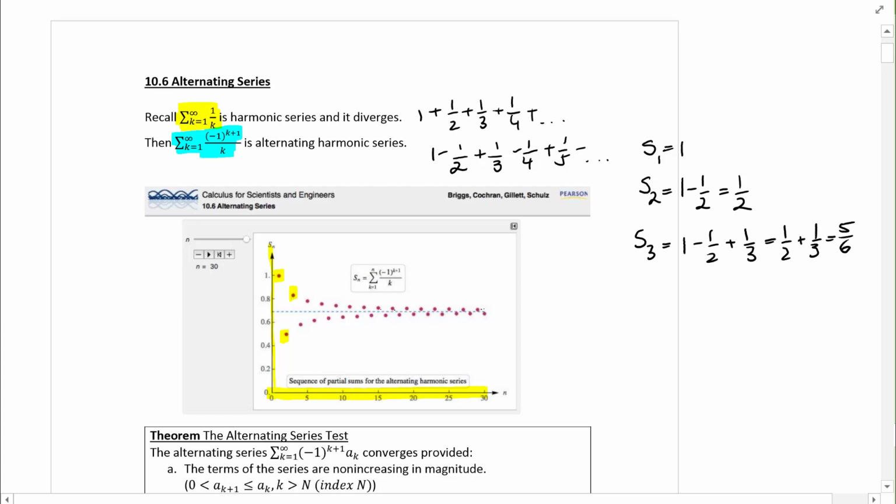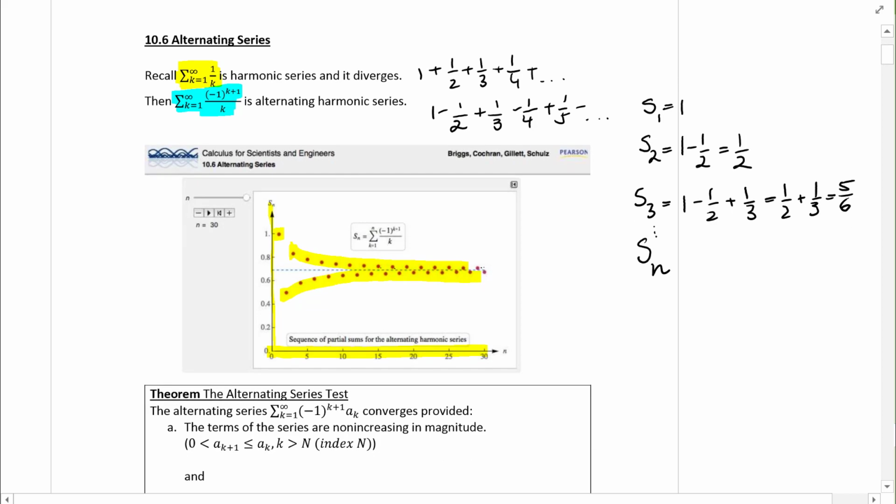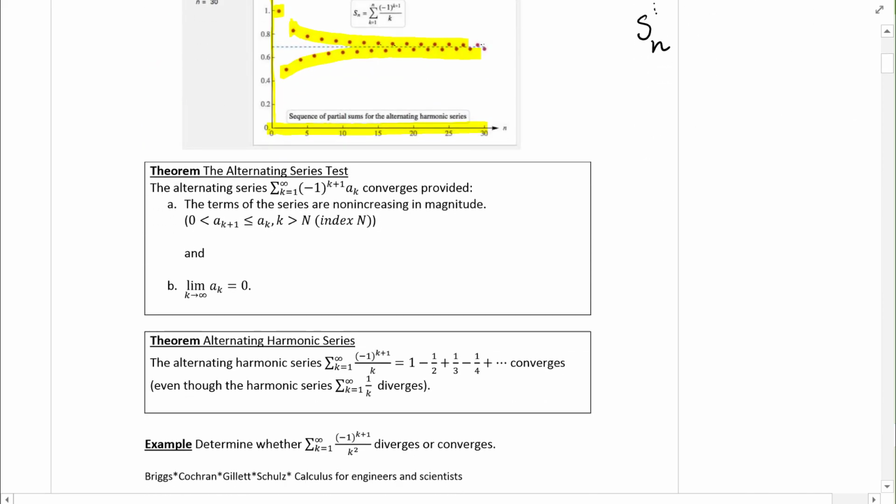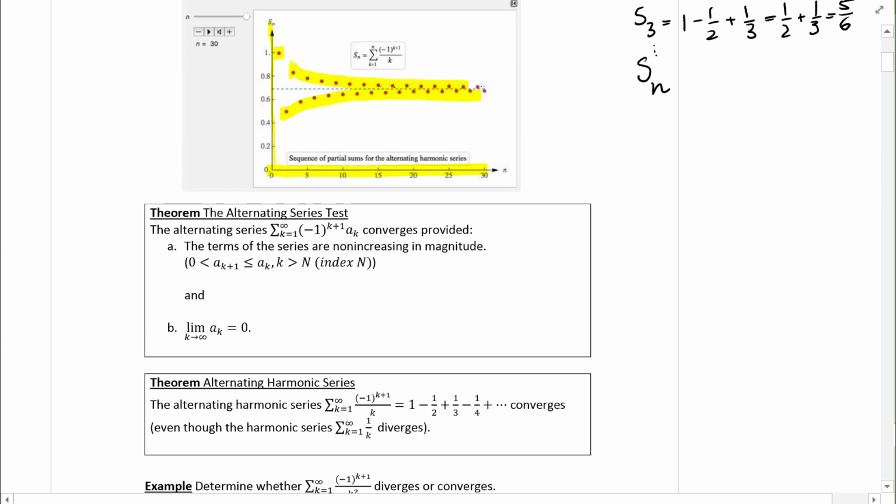And if we look at the pattern here, it seems like eventually, as n increases to infinity, this s sub n is going to approach 0.7. So how are we going to do that analytically with other types of series, without just plotting the points and looking at the sequence of the partial sums?